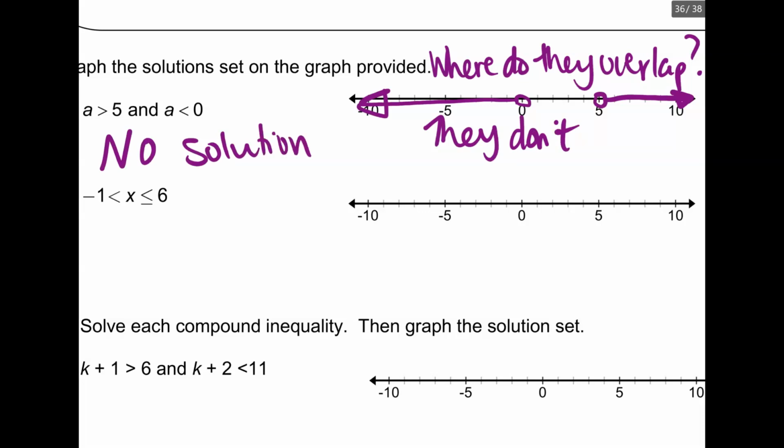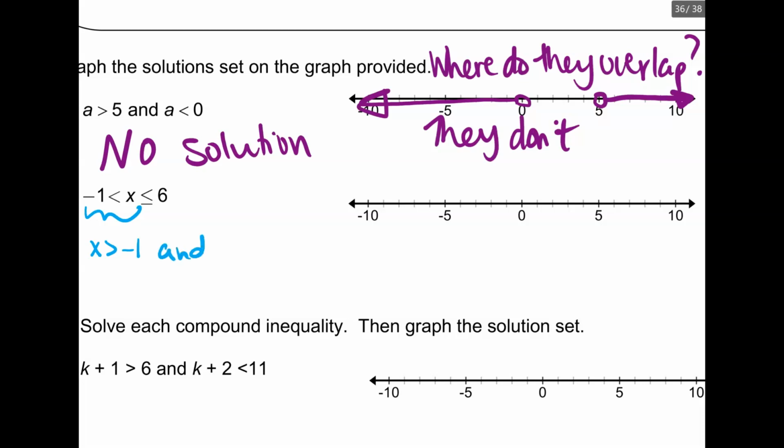All right, let's try the next one. This one is written differently. You can say -1 is less than x and x is less than or equal to 6, or you could say -1 is less than x, which is less than or equal to 6. This is how you would write an "and" with two inequalities at the same time. Let's see where they overlap. First, I have -1 is less than x, which is the same thing as x is greater than -1. If -1 is smaller than x, that means x has to be bigger than -1.